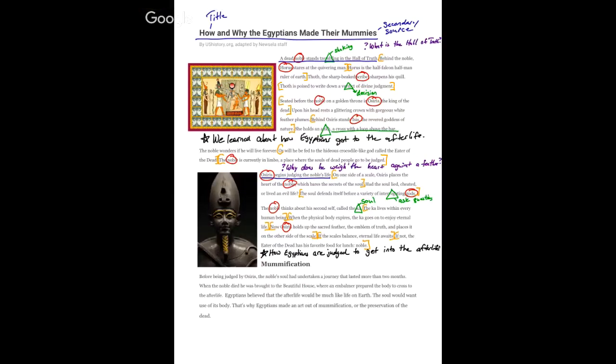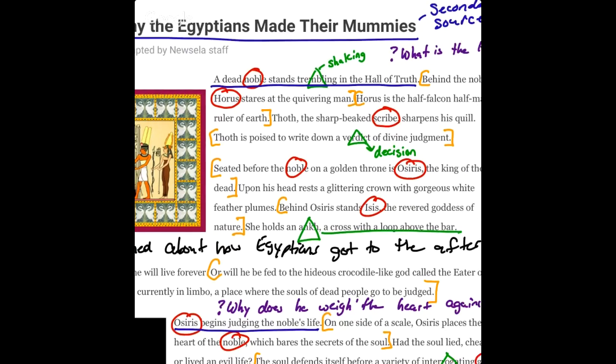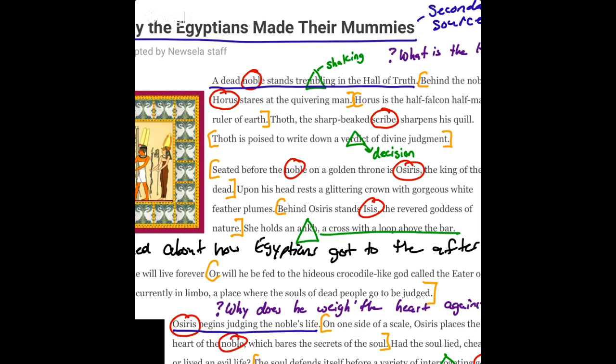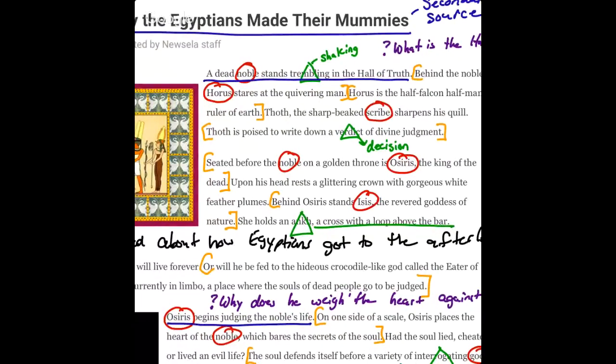Okay, here we go. So we showed everybody the 6 points of annotation, okay? And we start off our annotation by finding key vocabulary, right? So we circled the words that we do know, and we circled words like noble and scribe and Osiris and Isis. And then we triangle words we don't know. So we triangled, someone didn't know what the word trembling meant, so we said that it was shaking. Someone didn't know the word verdict, so we triangled that word, and we came up with decision. And ankh, which is a cross with a loop above the bar, which we might see again soon.